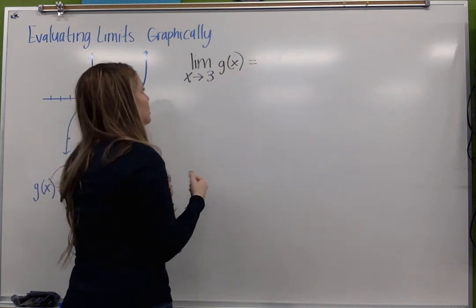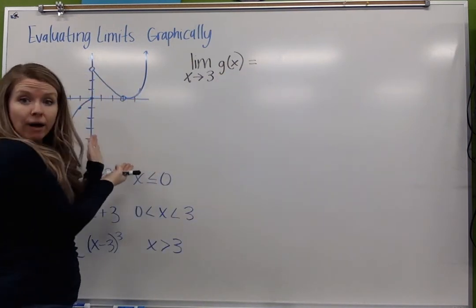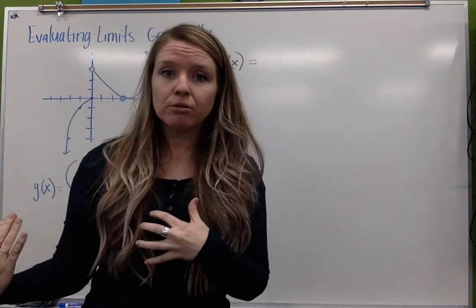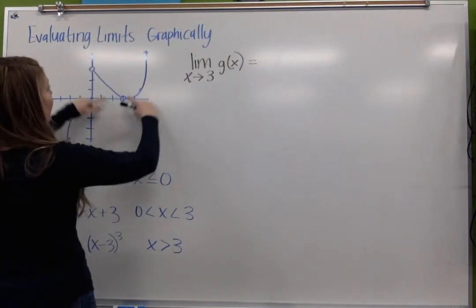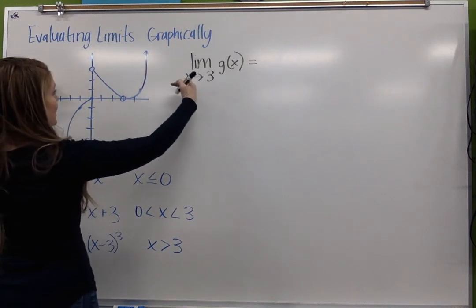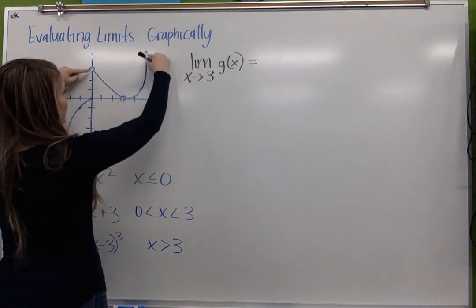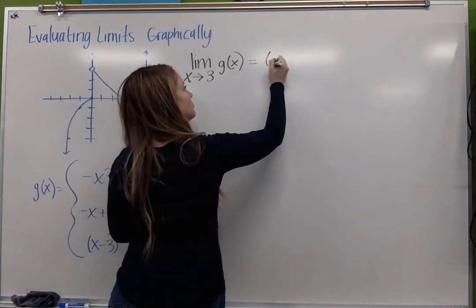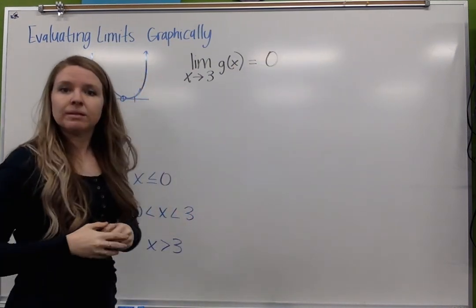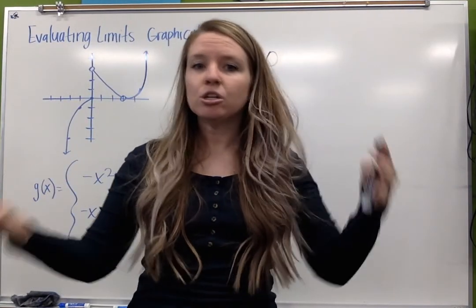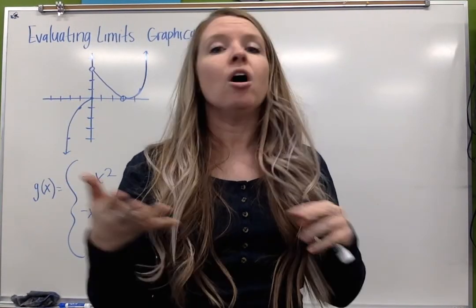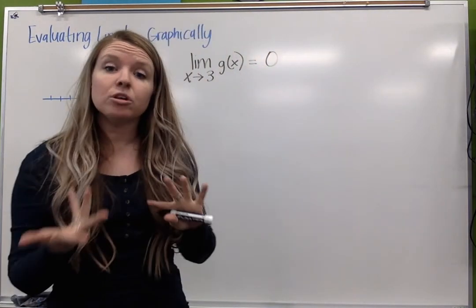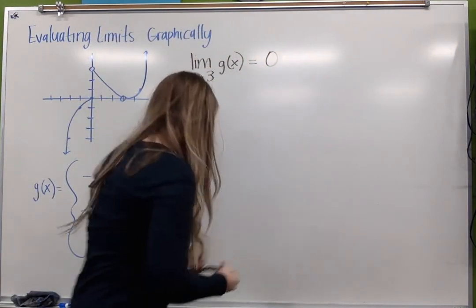What does that equal? If I look at my graph, a limit is saying what y value am I approaching? As I get closer and closer to 3, my y value is approaching 0. So the answer is 0. Straightforward. If you're looking at a graph, all you're looking at is the y value. But there are a couple notation things that we're going to look at.